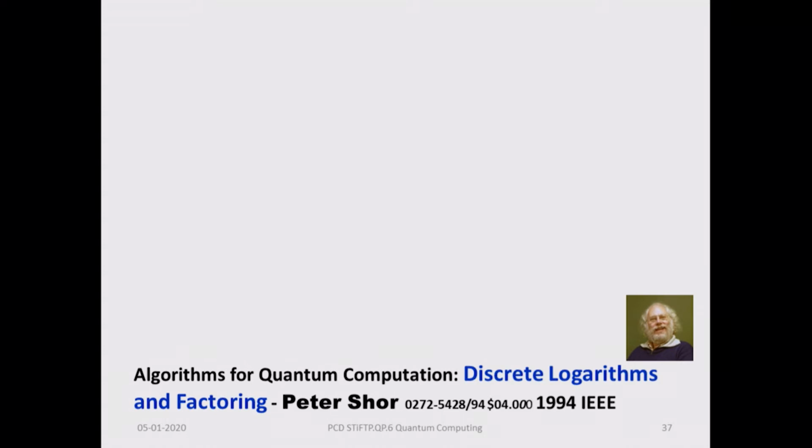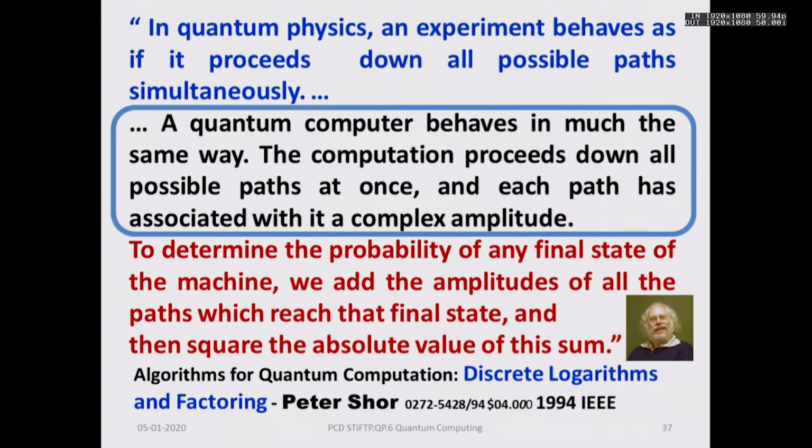So I would like to refer to a part which is from an abstract of this famous paper by Peter Shor, who developed one of the first quantum algorithms, and this is straight from his paper. And what he says is that a quantum computer behaves in much the same way. The computation proceeds down all possible paths at once, and each path has associated with it a complex amplitude.